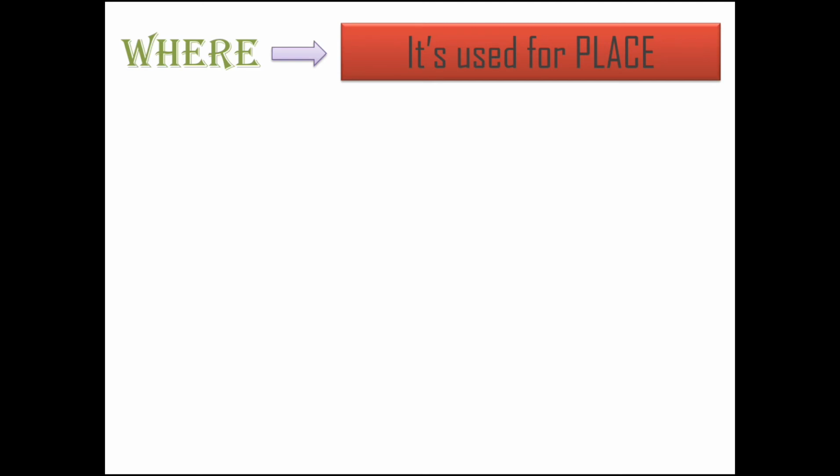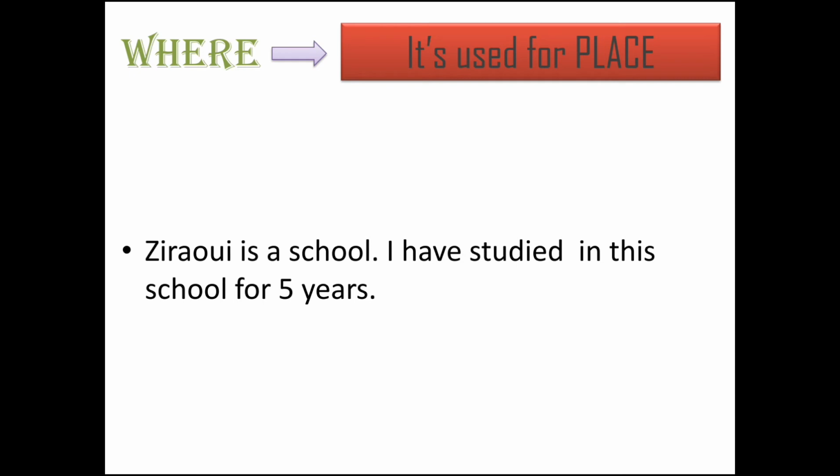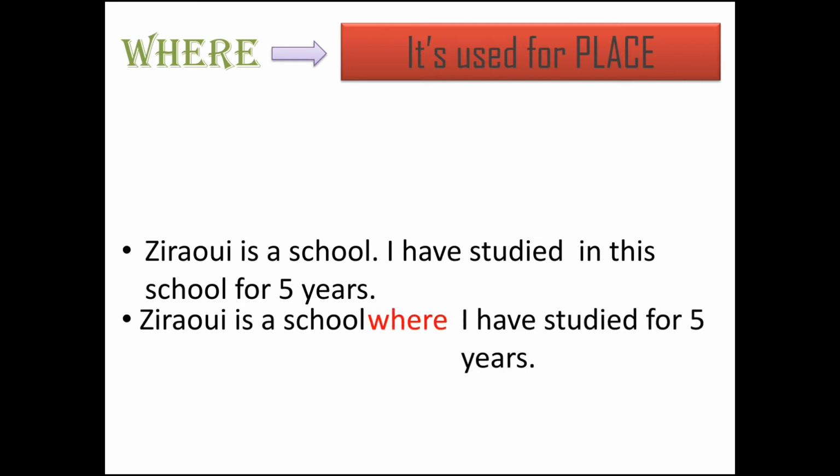Let's look at where. Where is used for place. As an example, Zirawi is a school. I have studied in this school for 5 years. So we are talking in the two sentences about school. School is a place. So Zirawi is a school where I have studied for 5 years.